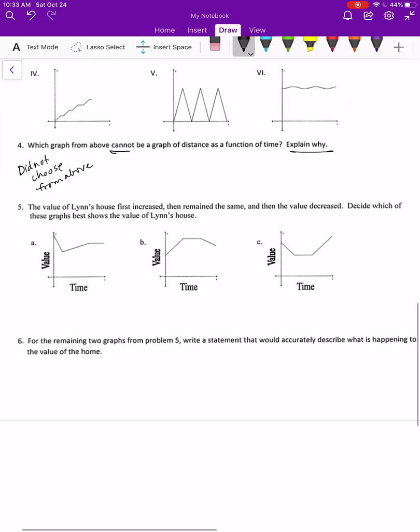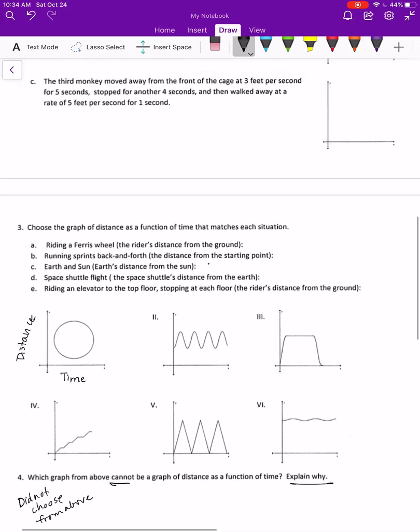And then 5 and 6 are pretty easy. It says the value of Lynn's house first increased, then remained the same, and then the value decreased. Decide which of these graphs below showed the value of Lynn's house. So this is just the one situation. It's just kind of multiple choice. Is it A, B, or C? And then last but not least, it says for the remaining 2 graphs that you did not choose for 5, write a statement that would accurately describe the value of the home. The 2 you did not use would go here. And you would describe exactly what's going on.